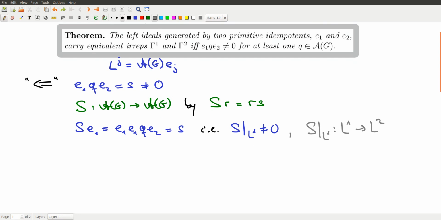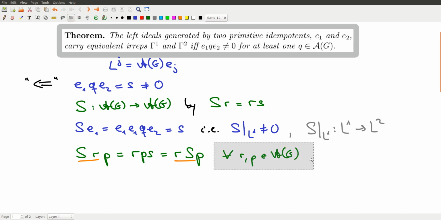Okay, now we can play with this and say, what's S R P? Well, that's R P little s, and that's the same as R S P. So we have something commuting here. This commutes, and that's true for all R and P in the group algebra. But maybe we don't need it for all R and P in the group algebra.